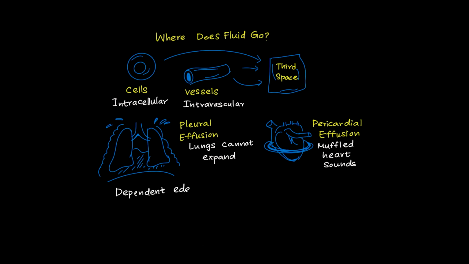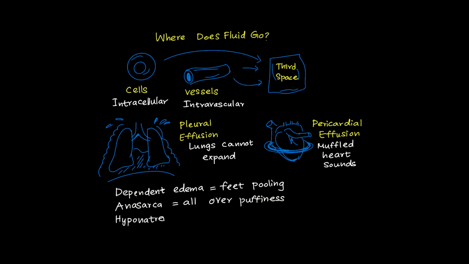Option A is wrong because dependent edema means gravity-pooled swelling in the feet and ankles, not fluid sequestered inside body cavities. Option B, anasarca, describes body-wide puffy subcutaneous swelling rather than targeted cavity collections. Option C, dilutional hyponatremia, is a sodium lab finding, not a description of where fluid physically lives.